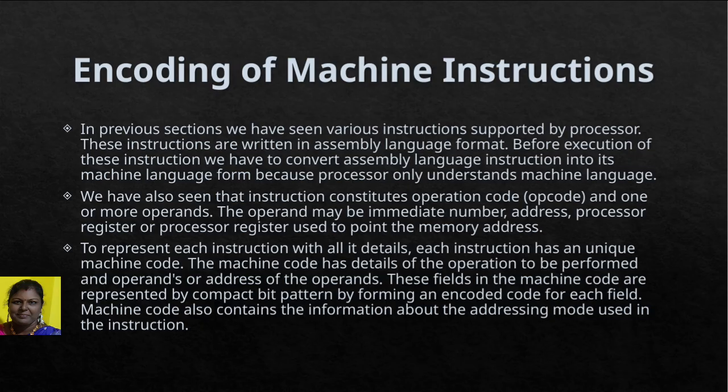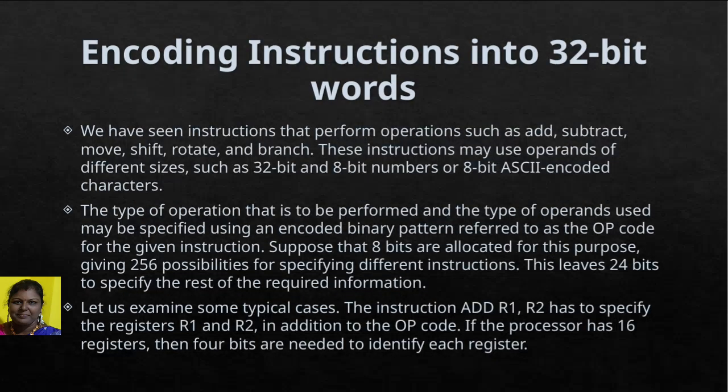So far, we've looked at instructions that do things like add, subtract, move, shift, rotate, and branch. These instructions work with different operand sizes: 32-bit numbers, 8-bit numbers, or even 8-bit ASCII characters. The operation type and operand types are identified by a binary code called the opcode. If we use 8 bits for the opcode, that gives us 256 possible instructions. The remaining 24 bits hold other details, like which registers are involved.